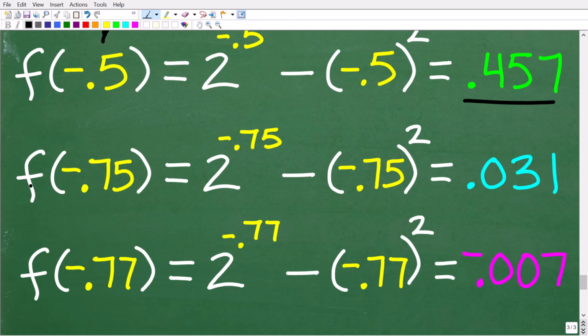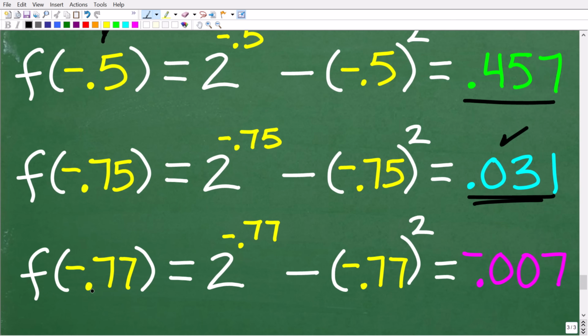All right, so let's try f of negative 0.75. This is a much more reasonable guess based upon the graph. So we'll end up with 2 to the negative 0.75 power minus parentheses negative 0.75 squared. And when we do this number crunching, certainly you need to do this on a calculator, we'll end up with 0.031. All right, so this is pretty good. Now we have a 0 here, but we can even make this more accurate.